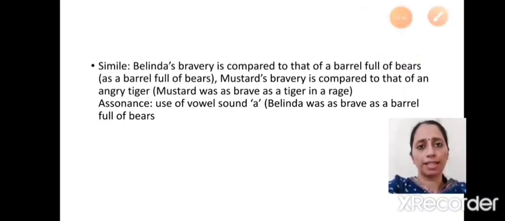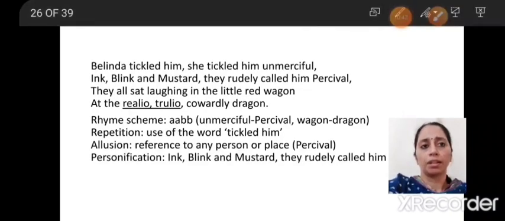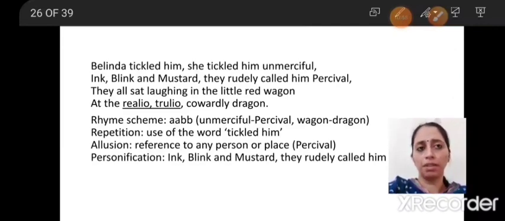Moving on to the next stanza. Let's see the rhyme scheme. The rhyme scheme is again A, B, unmerciful, Percival, wagon and dragon. Repetition, we have the words tickled him and tickled him. Okay, so these two words are repeated. That makes it a repetition.